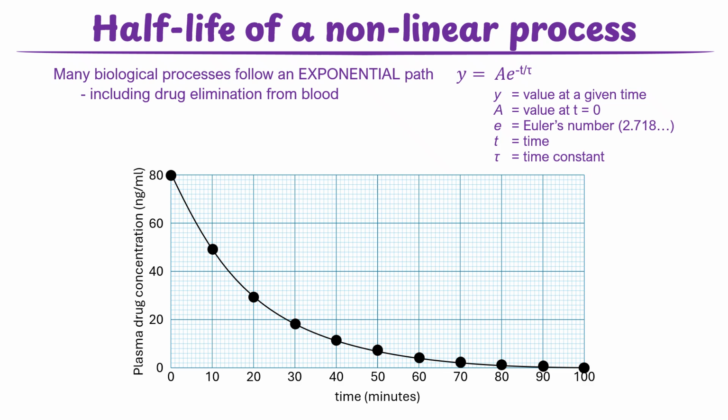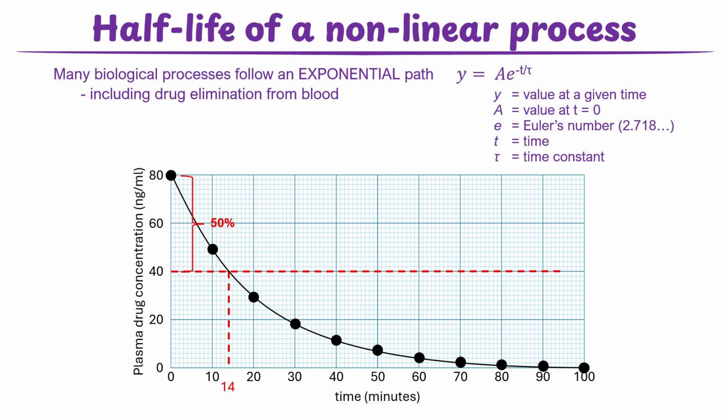Now identify the concentration at time 0. Mark half of this value on the y-axis. Draw a horizontal line from this halfway value until it intersects the exponential curve. From that point, draw a vertical line down to the x-axis. The time where this line meets the x-axis is the half-life.